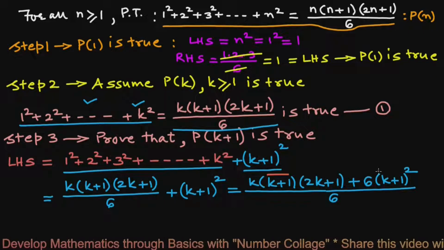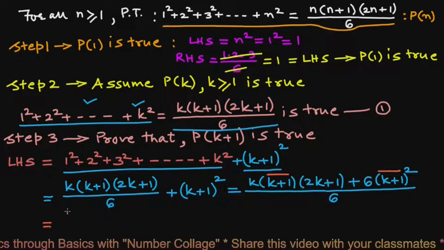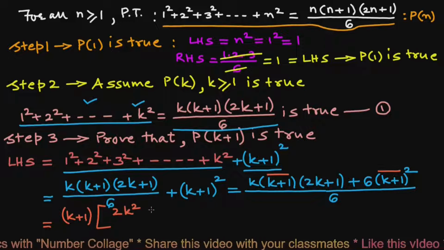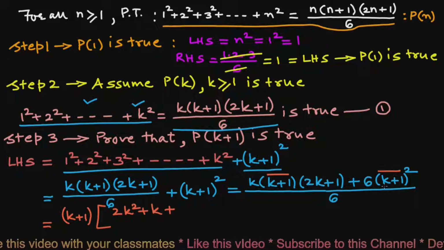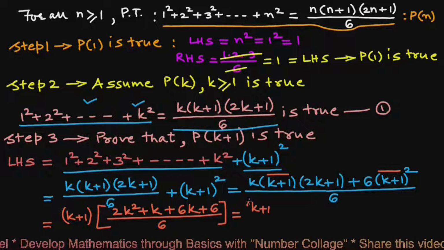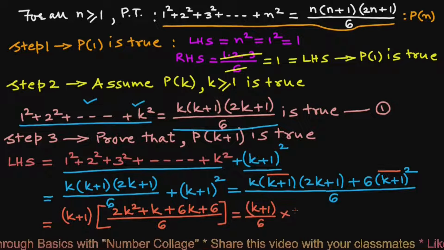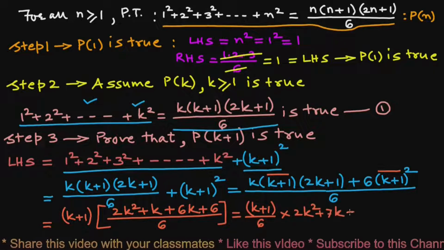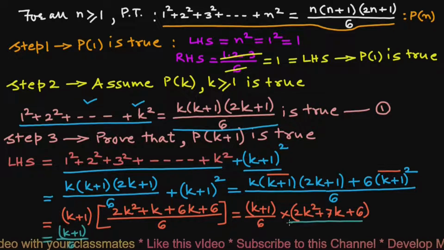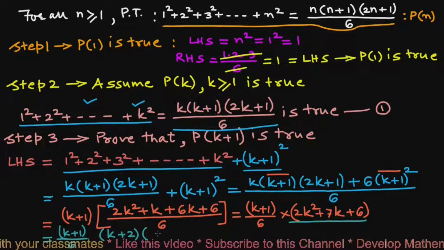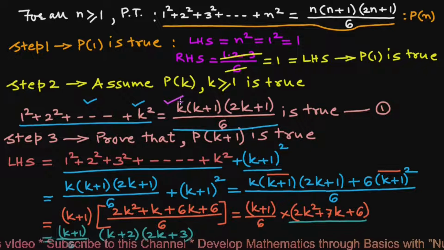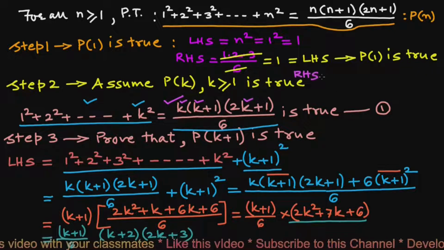We will take this k plus 1 common and write k plus 1 multiplied by k multiplied by 2k plus 1, which will be 2k square plus k, plus 6 multiplied by k plus 1, 6k plus 6, upon 6. That will be k plus 1 upon 6 multiplied by 2k square plus 7k plus 6. This will be k plus 1 upon 6, and this can be factorized as k plus 2 into 2k plus 3.